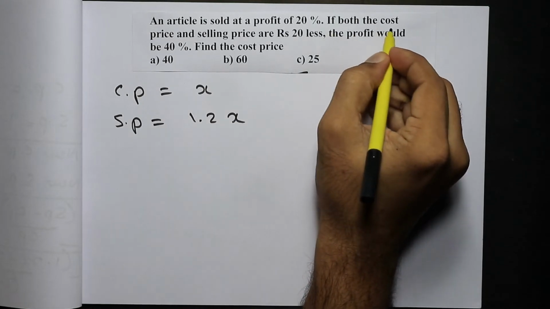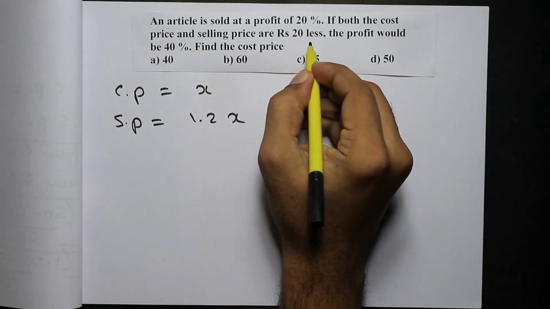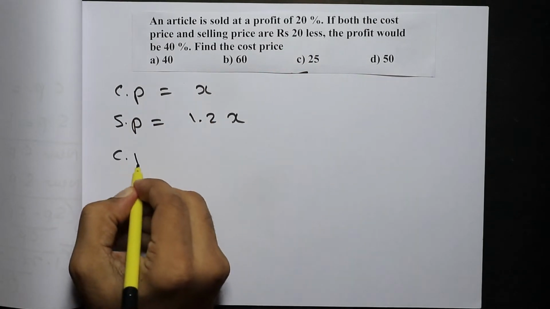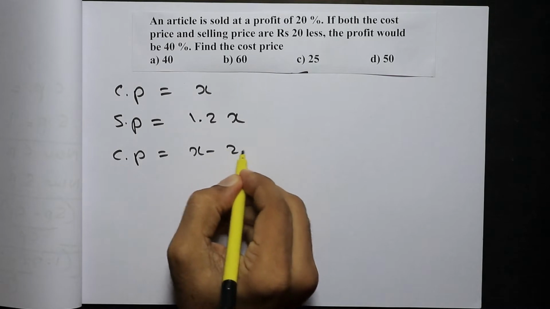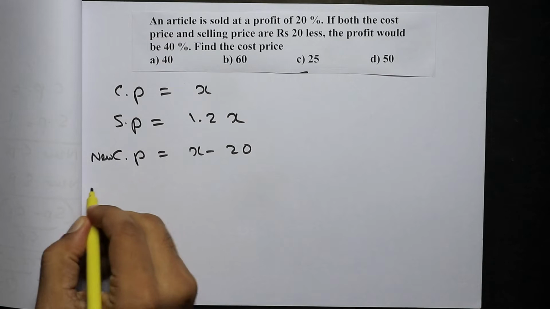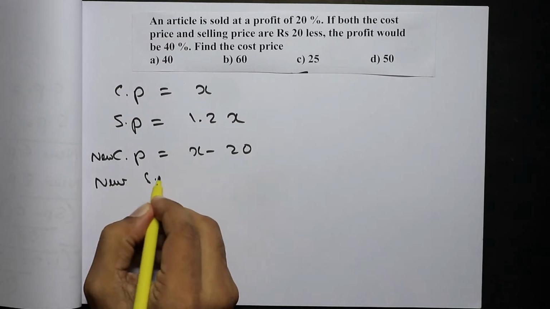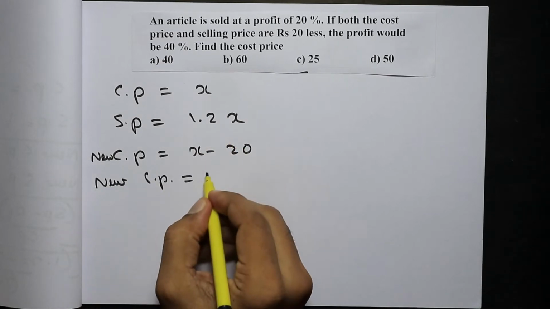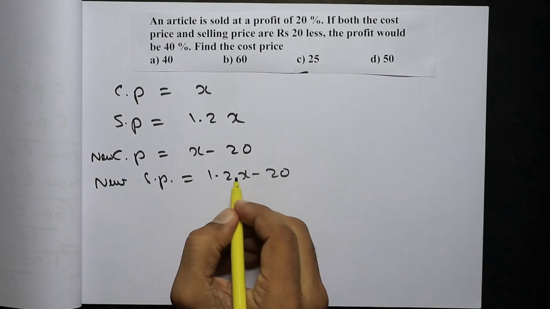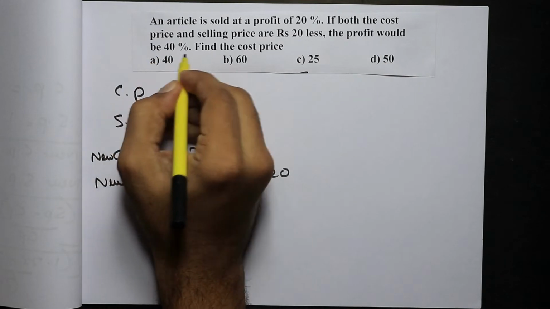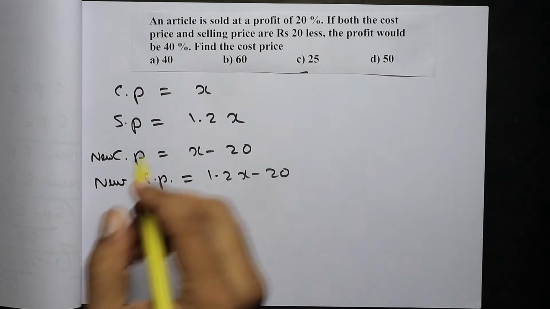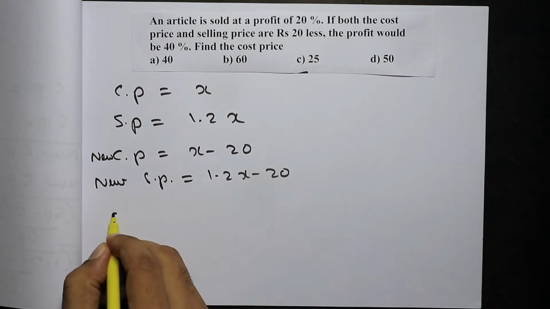If both the cost price and selling price are rupees 20 less, we'll find out the new cost price and selling price. So cost price will be 20 less, that will be X minus 20. This is the new cost price, and the new selling price is also 20 less, it will be 1.2x minus 20. Now in this condition, the profit will be 40%. So let us substitute into the profit equation. The equation is like this.